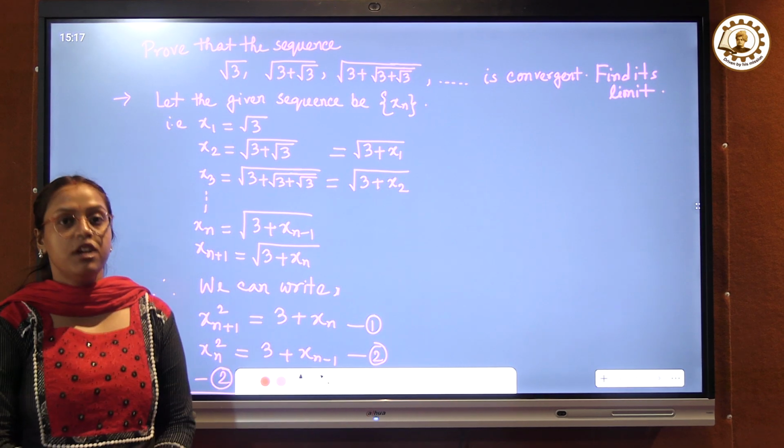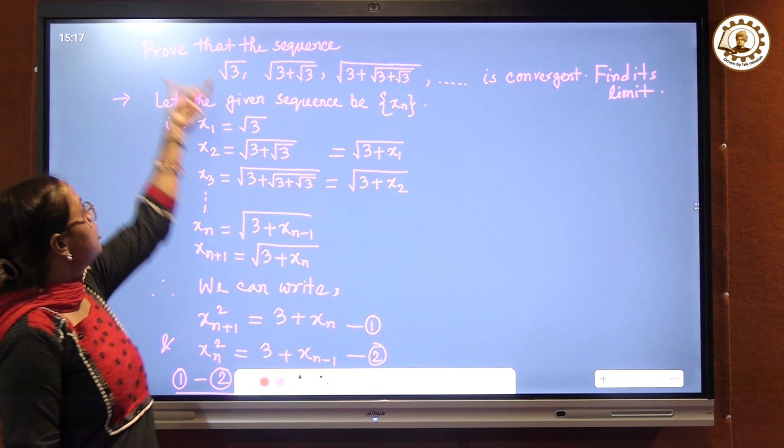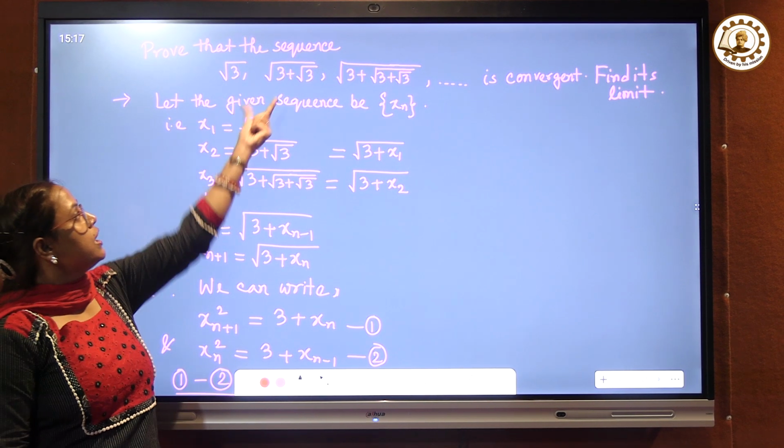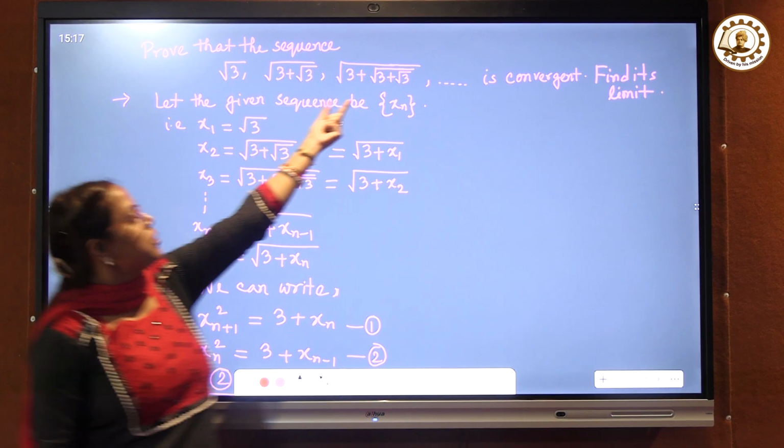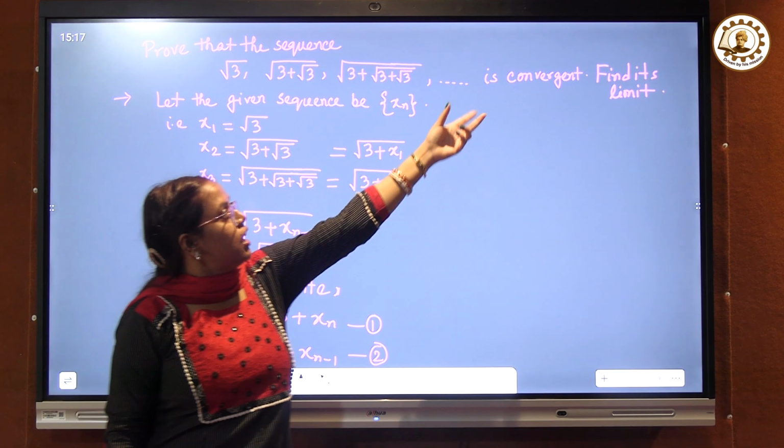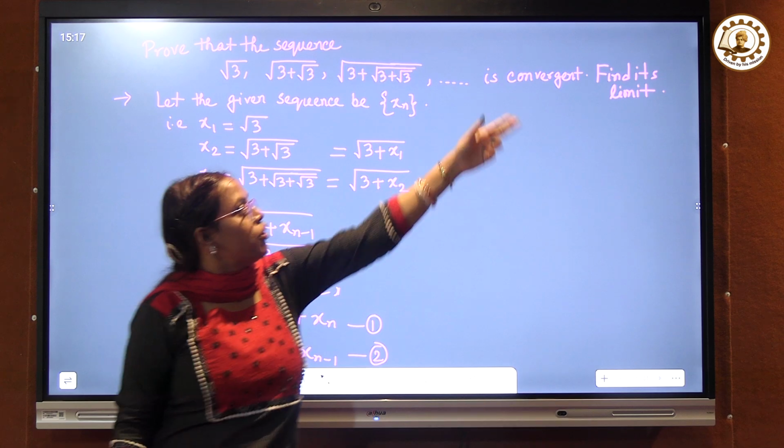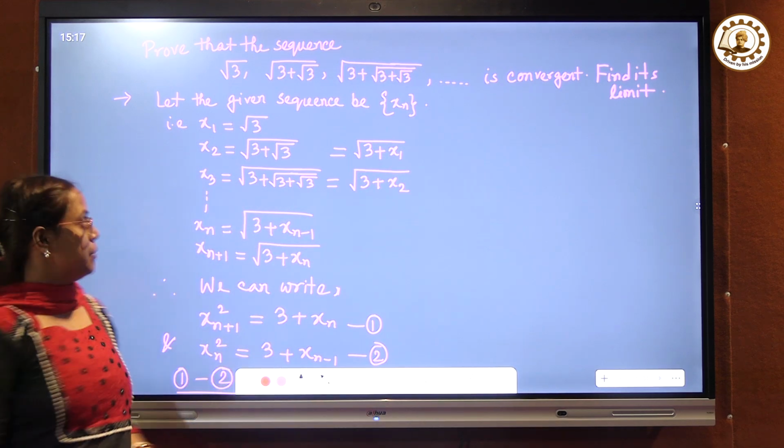Today I am going to discuss a problem on sequences. Prove that the sequence root 3, root over 3 plus root 3, root over 3 plus root over 3 plus root 3, and so on, an infinite sequence, is convergent, and also find its limit.